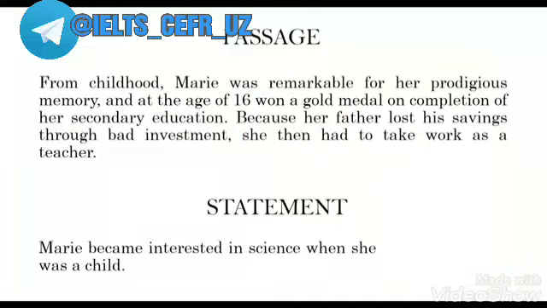Proceeding to the next question, we see that the statement says that Marie became interested in science when she was a child. But from the passage, we see that there is no information given about the exact time when Marie became interested in science. The only information given is that Marie was remarkable in memory and won a golden medal. No information on that matter means that not given must be put in the answer sheet.